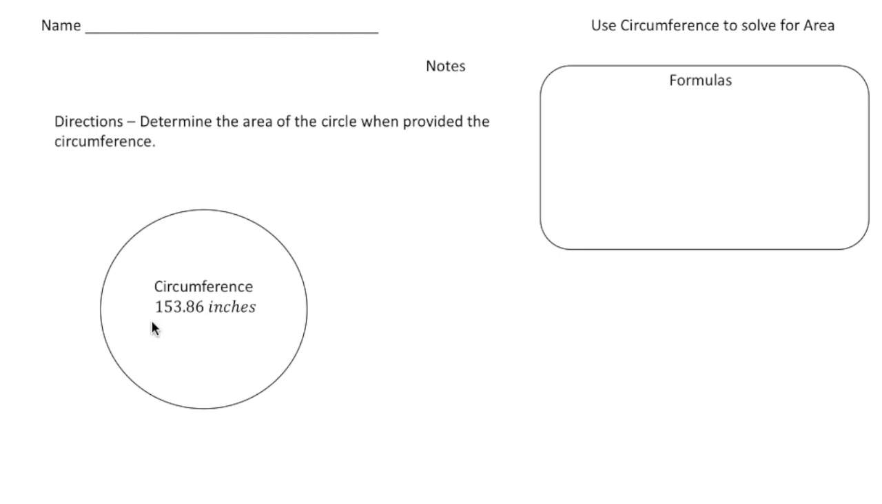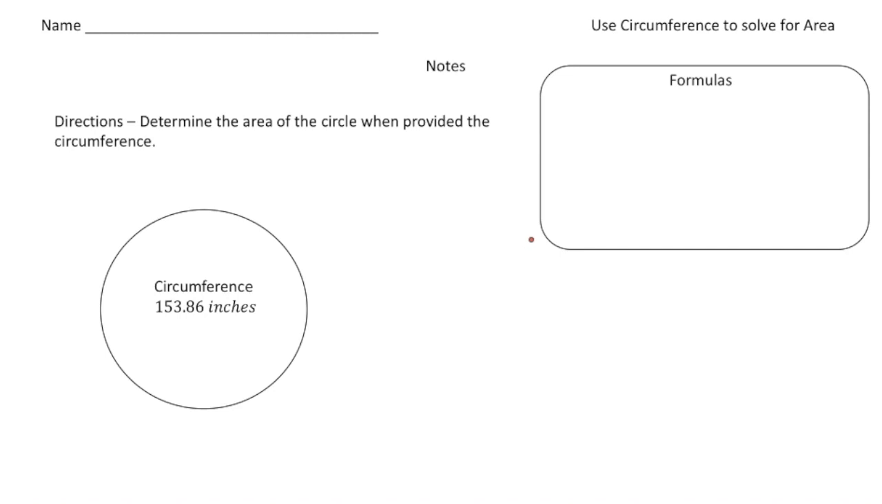Alright? So our goal is to figure out the area of a circle that has a circumference of 153.86 inches. And just a reminder, circumference is the distance around the circle, right? So we know the distance around, but we want to find the area of the circle.